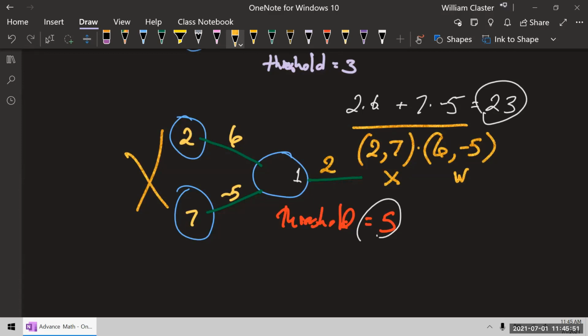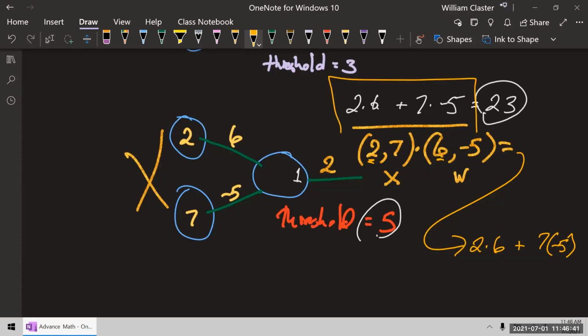Now we talked about doing this. What do I get when I do that? I will take the x1 multiplied with the w1 plus x2 times w2. So we get 2 times 6, this times this. And then we also get 7 times -5. And then we add them, right? Yes. That's what we meant by the dot product. Isn't that exactly what we did there? That's exactly what we did there. Right.